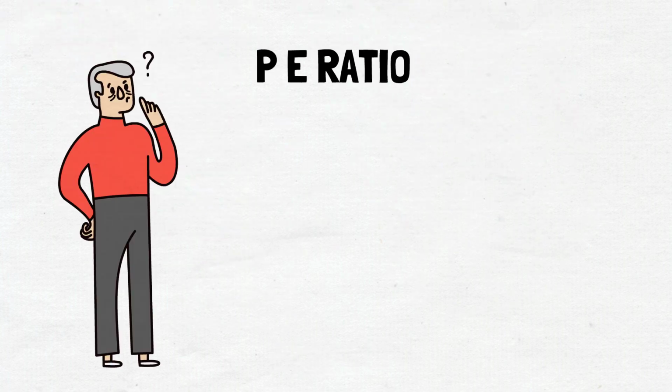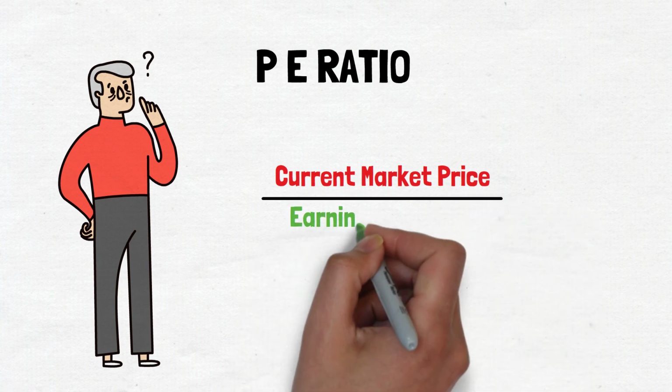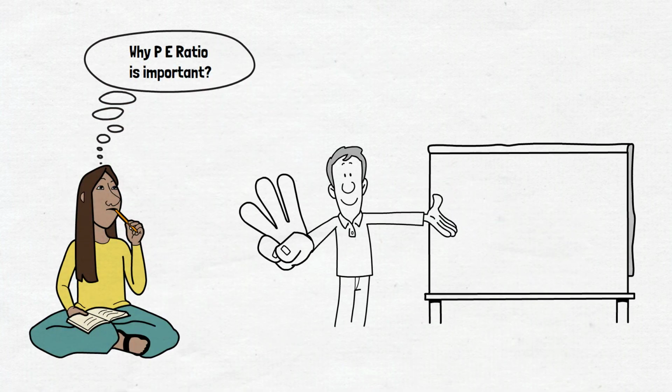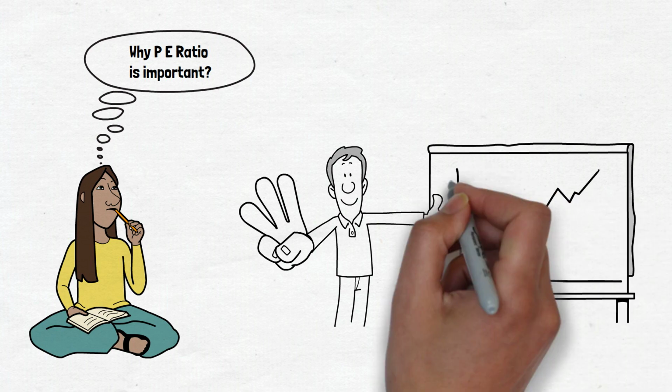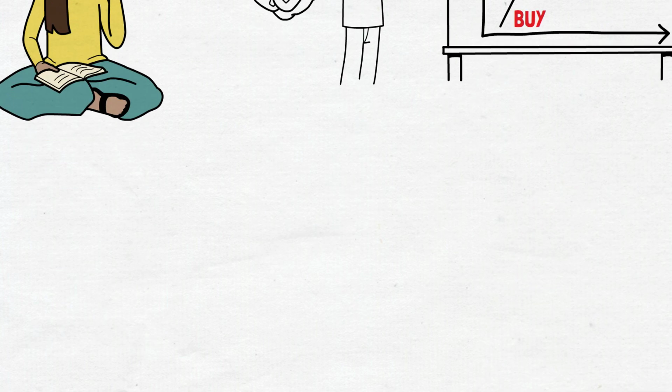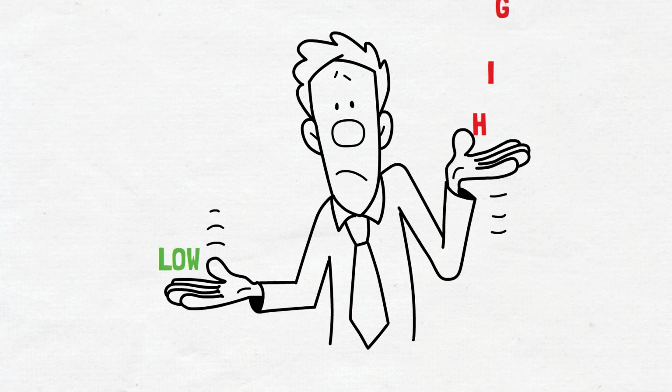So, what is PE ratio? In simple language, it is the current market price of a share divided by earning per share. So why is it important to understand the concept of PE ratio? Well, the basic principle of investing in the share market and earning profit is to buy shares at a low price and sell at a high price. But how do we determine whether a share is priced low or high?